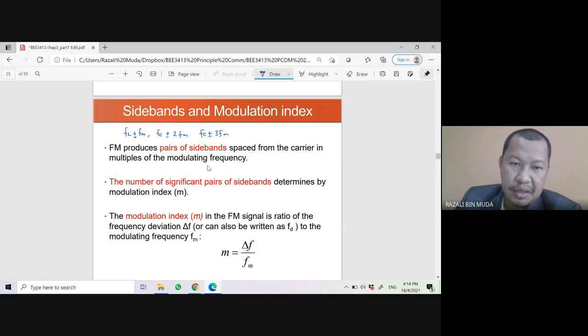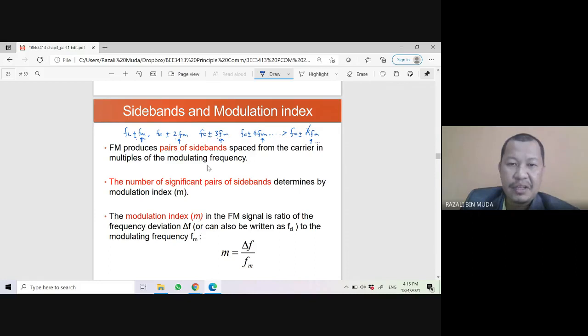We have this plus minus. So this is the first sideband, second sideband, third sideband, FC plus minus 4 FM, etc., up to FC plus minus N FM. N is the number of significant sidebands. FM produces pairs of sidebands based from the carrier in multiples of the modulating frequency: multiple 1, multiple 2, multiple 3, multiple 4, up to multiple N.